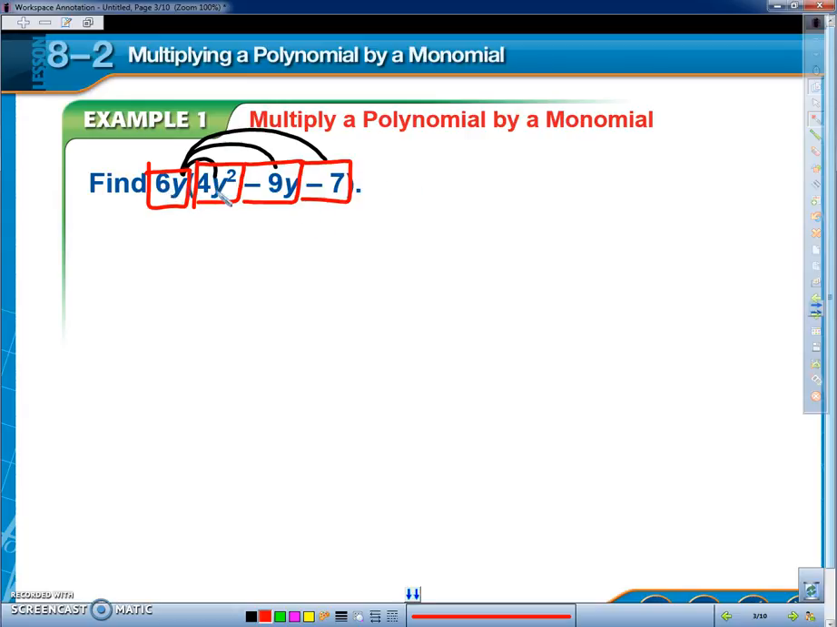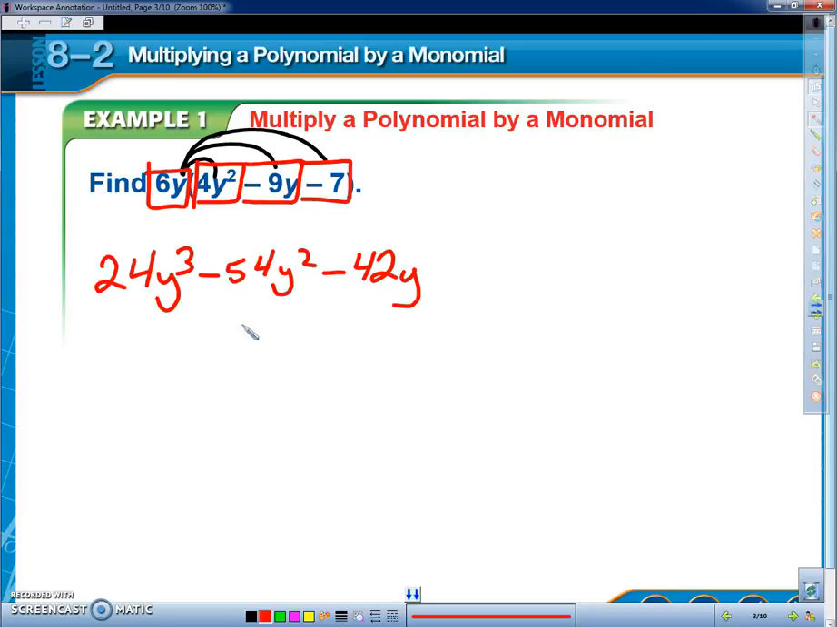Well, 6y times 4y squared. 6 times 4 is 24. Y times y squared is y cubed. So that's that term. 6y times negative 9y is negative 54y squared. And then 6y times negative 7 is negative 42y. And that's it. That's all we're going to do. We're just multiplying it out.